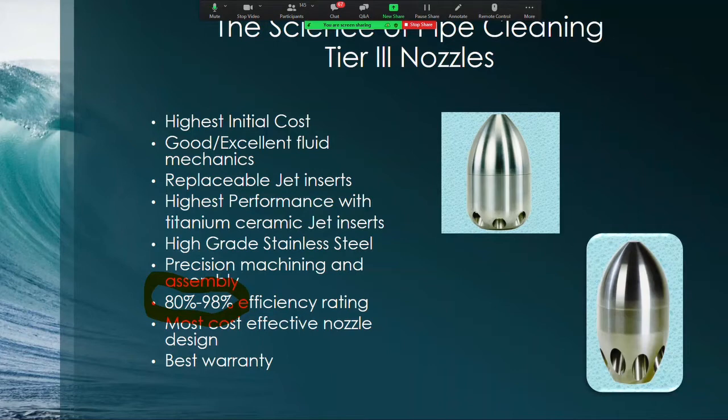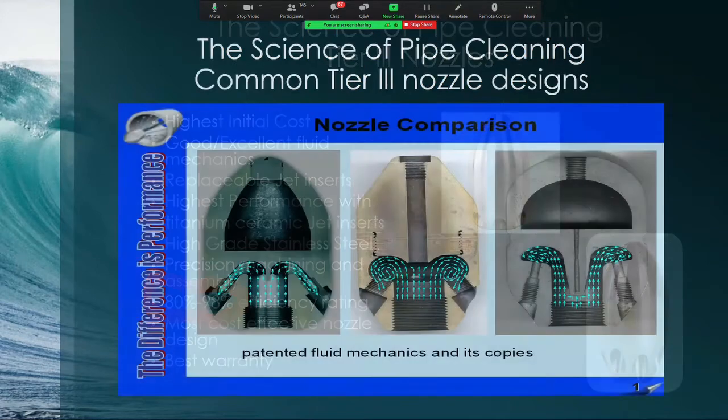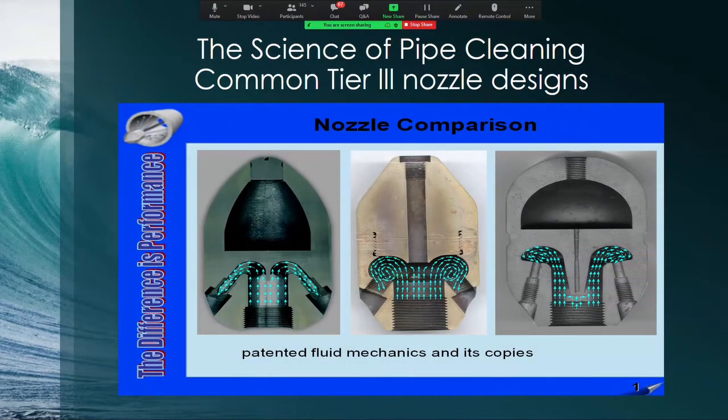Most cost-effective nozzle design. These nozzles tend to last long, they tend to work consistently, and they tend to provide good quality work and a job well done. Here's a pictogram, if you want, of some designs of Tier 3s. All of these nozzles shown are Tier 3s. I want to invite you to look at the 3 of them and just figure out which one is going to give you a better return. And keeping in mind, turbulence is the enemy, or is what you're trying to reduce.